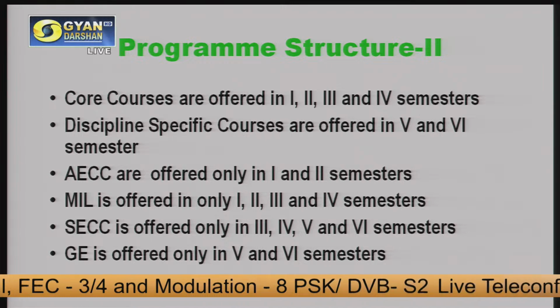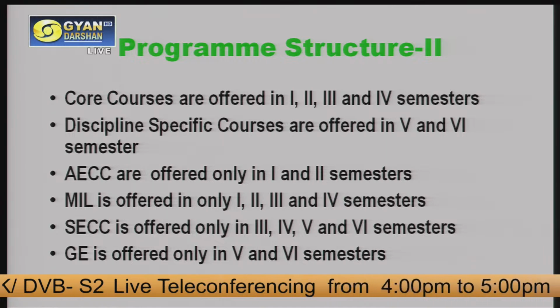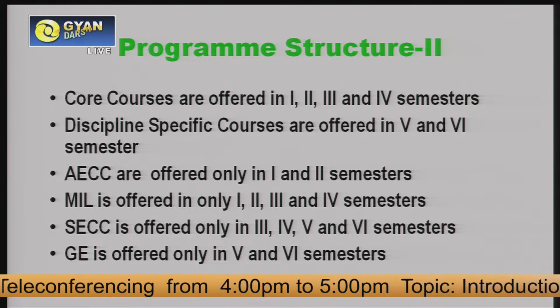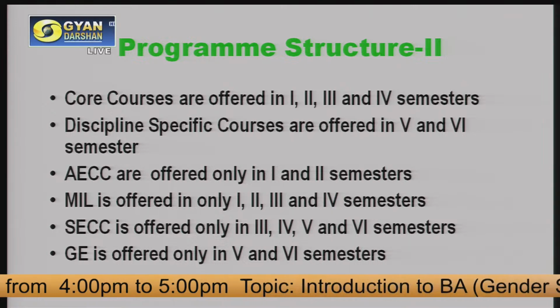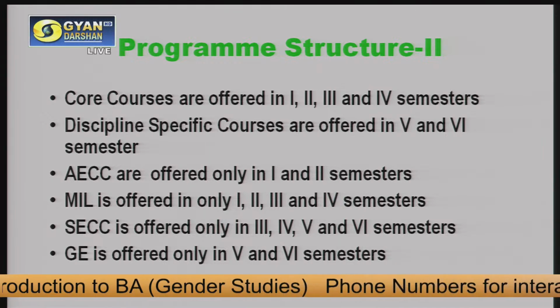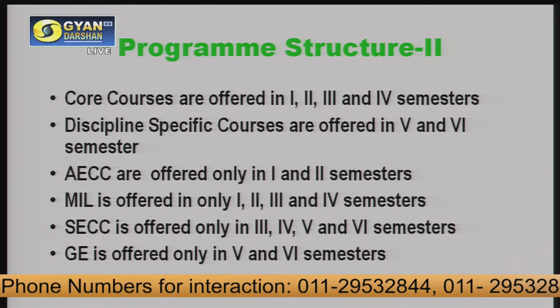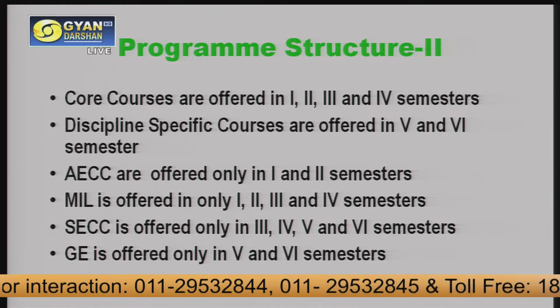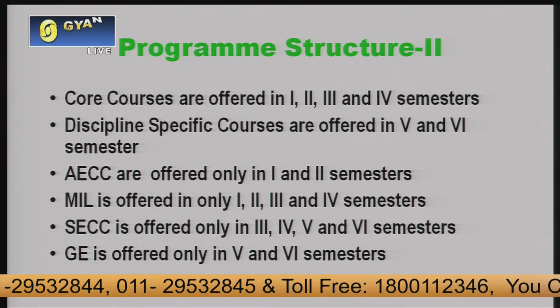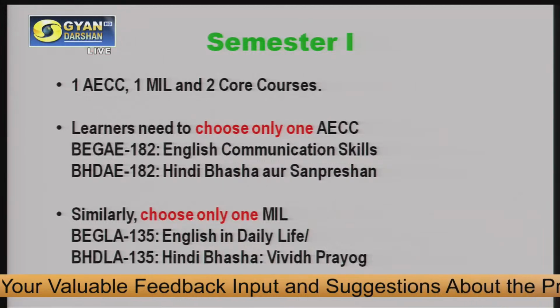Ability enhancement courses are on first and second semester only, that is first year. Modern Indian languages is in the first 2 years, that is first, second, third, and fourth semesters. Skill enhancement is on third, fourth, fifth, and sixth semesters. And generic elective is offered only in the last year, that is fifth and sixth semesters. Now, if we go semester-wise, then the semester is divided in such a manner that you will understand it better. We will talk about it semester-wise.